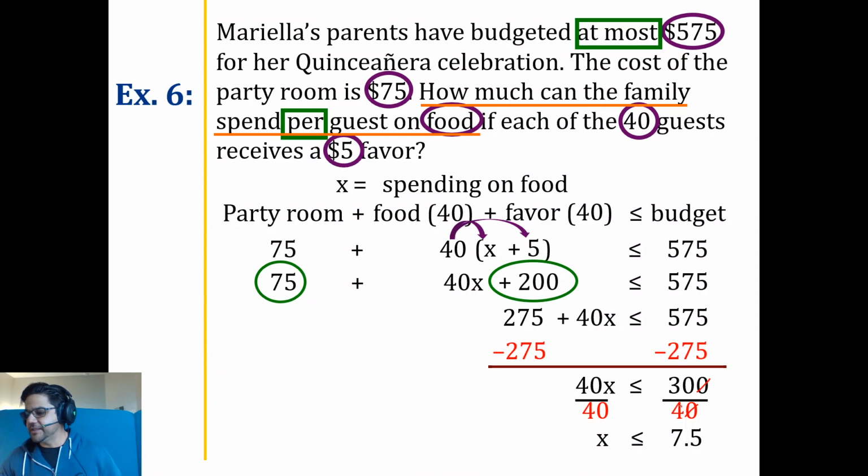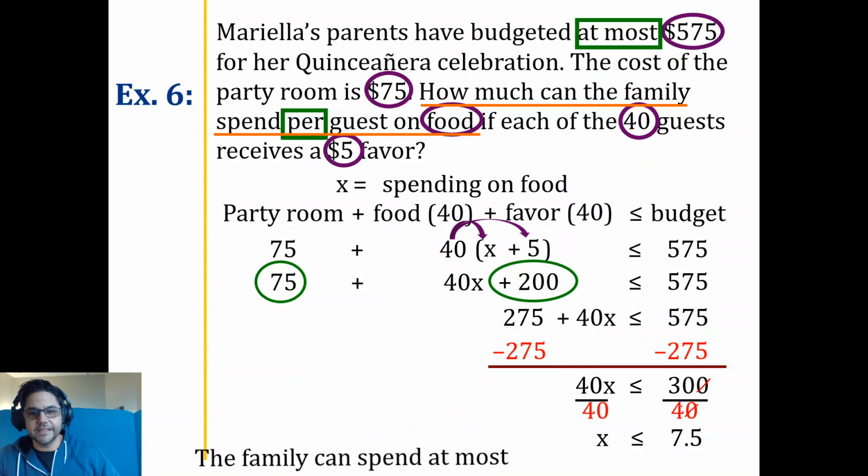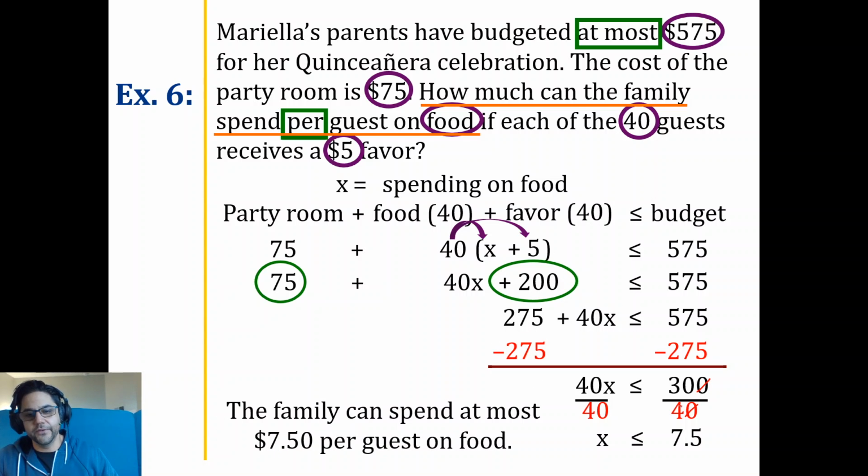So x is less than or equal to $7.50. That means each person can essentially get $7.50 worth of food. So a catering company would be able to tell you if they can actually meet that. Sometimes certain parties, it might be $10 per guest, but again, $7.50, that might be doable. Again, I'm thinking of nice food, especially at a quinceañera.